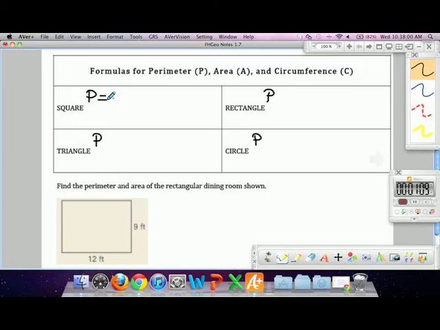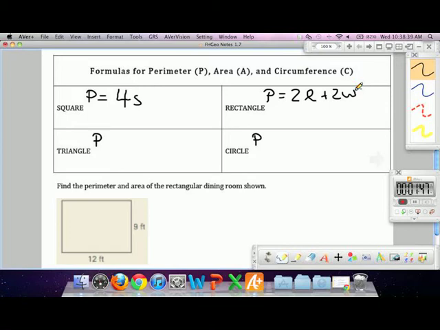For a square, if you know the side length, we'll just go 4 times whatever the length of a side is. So the square has all 4 sides the same length. Pretty simple. Multiply whatever the side length is by 4. For a rectangle, rectangles have 4 sides, but they have 2 pairs of the same sides, called the length and the width. Perimeter of a rectangle: twice the length plus twice the width. Since these two are the same, just add them up twice.